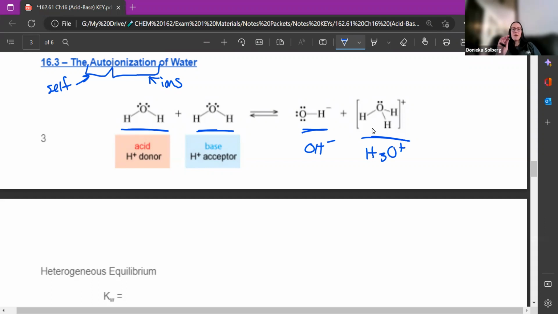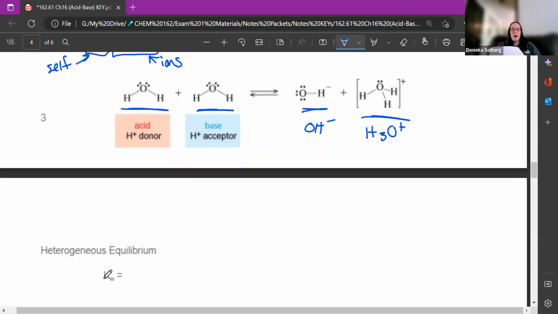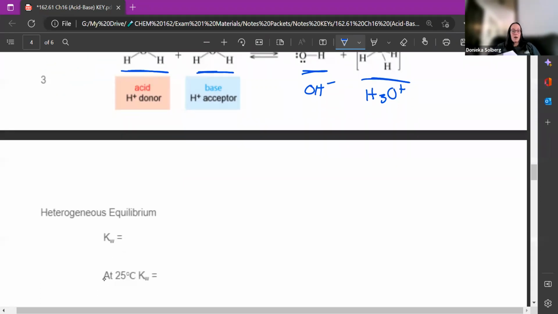Now, not much, very, very few of the molecules actually do this, but it is constantly occurring. That's something, if you have a pure sample of water, that is happening. Okay, so for this equation, if I were to write the equilibrium constant K for this equation, I would do products over reactants, right? So the products would be concentration of OH minus times the concentration of H3O plus.